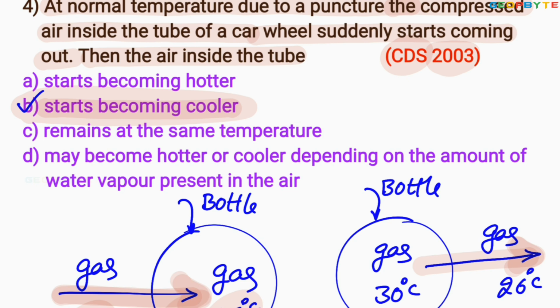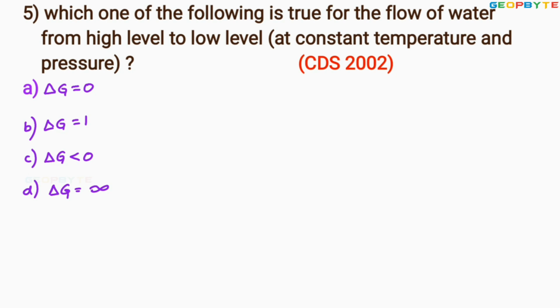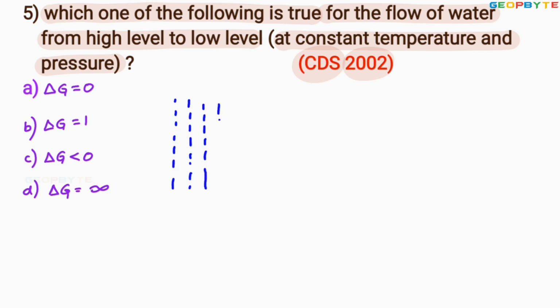Similarly, look at the next one, asked in 2002 for CDS exam. Which one of the following is true for the flow of water from high level to low level at constant temperature and pressure? Dear friends, by the time the water is falling down, it is given this is the water flow, this is the direction of water flow. Given temperature remains constant, pressure also remaining constant.